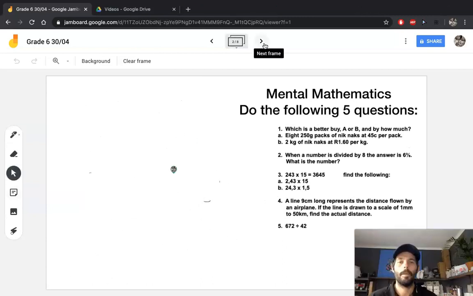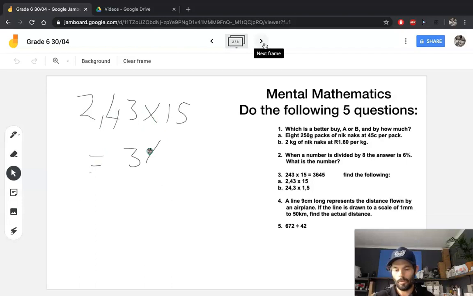Cool. And you needed to look at 243 times 15 equals 3,645. And notice that in A, I've divided 243 by 100 to get 2.43. So that means my answer is divided by 100. So 2.43 times 15 is equal to 36.45. Okay, I don't actually have to go and work it out.